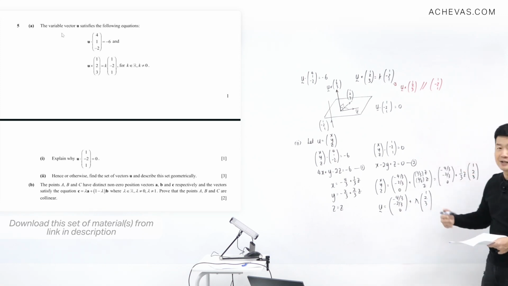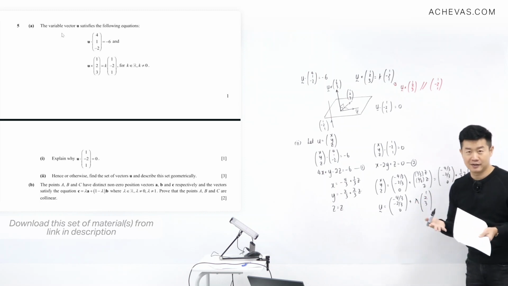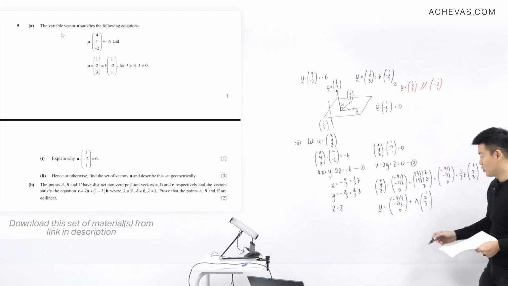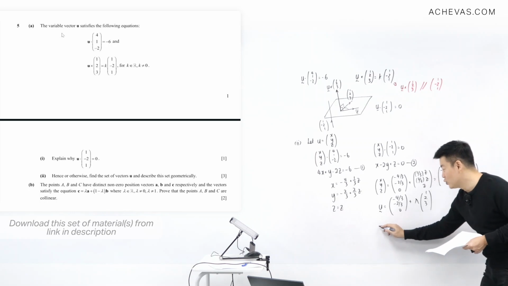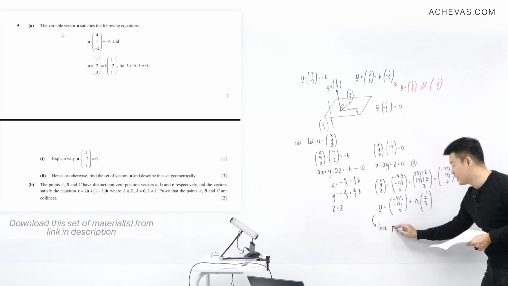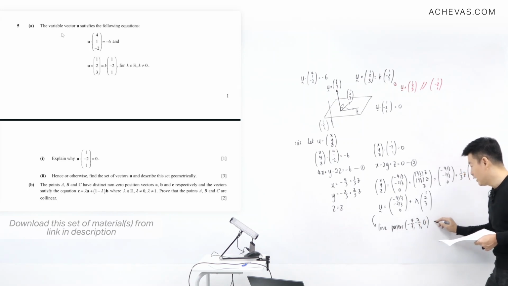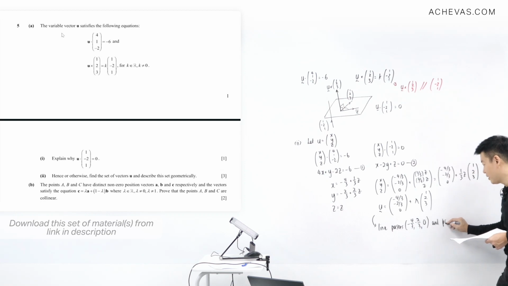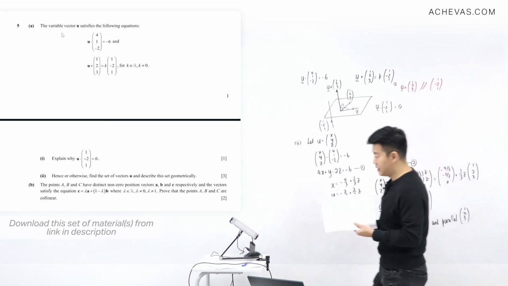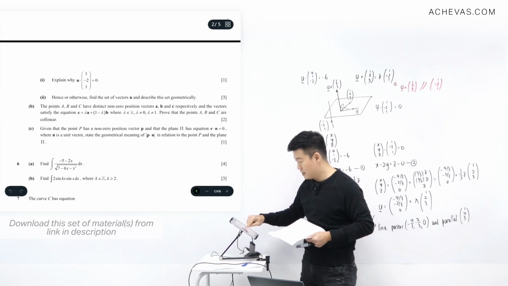What is this equation? It is an equation that represents a line, correct? An equation of a line. So we can then say geometrically, u is going to be a line that passes through the point (-4/3, -2/3, 0). And this line is going to be parallel to a vector. The vector is going to be (1, 2, 3). Next, let's take a look at B.